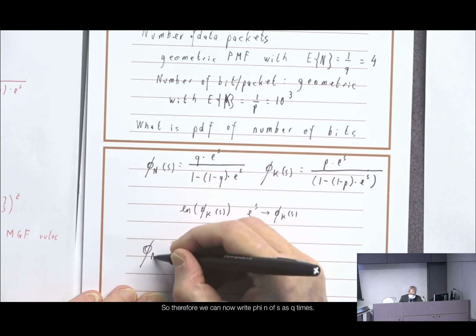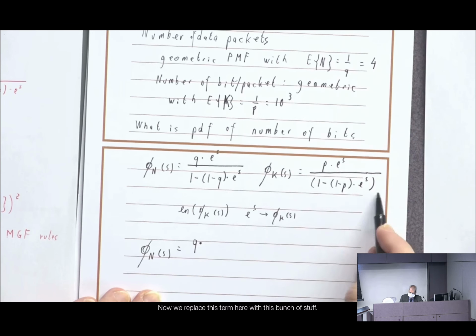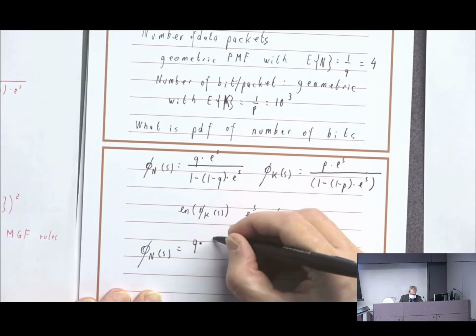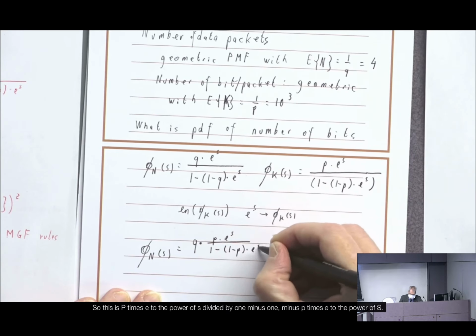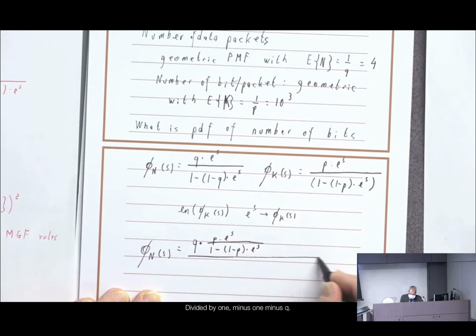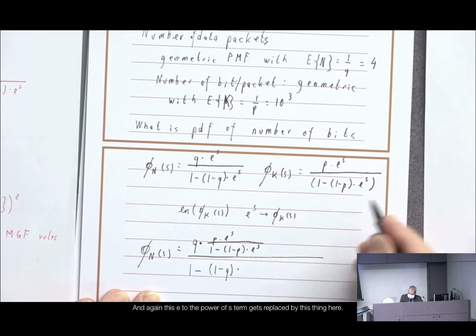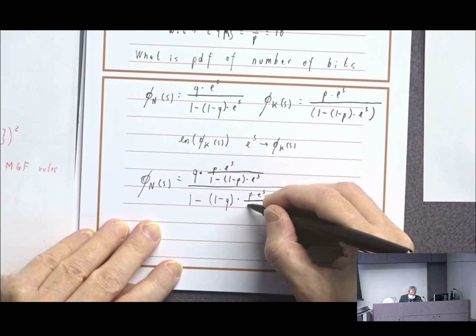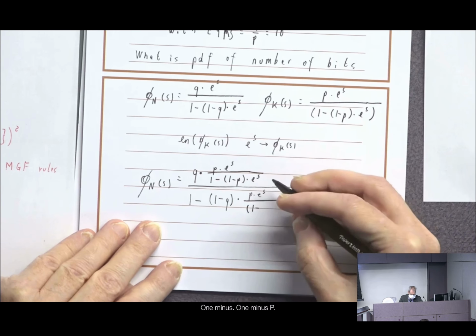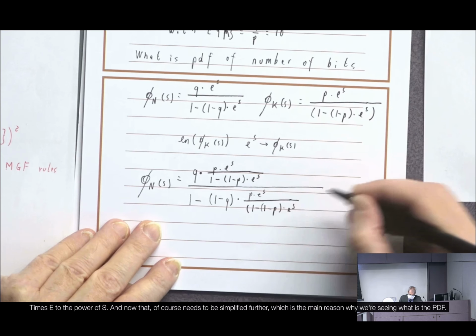So therefore, we can now write phi n of s as q times... Now replace this term here with this bunch of stuff. So this is p times e to the power of s divided by 1 minus p times e to the power of s divided by 1 minus q. And again, this e to the power of s term gets replaced by this thing here. And so we're getting p times e to the power of s divided by 1 minus p times e to the power of s.